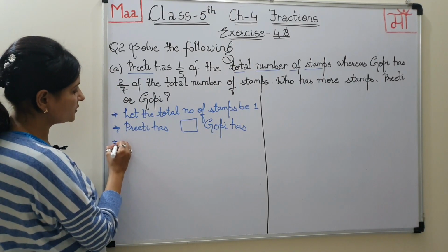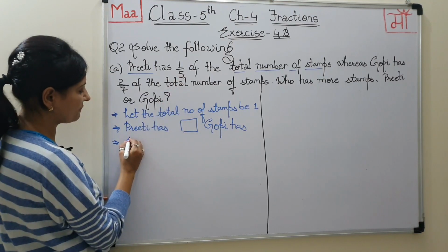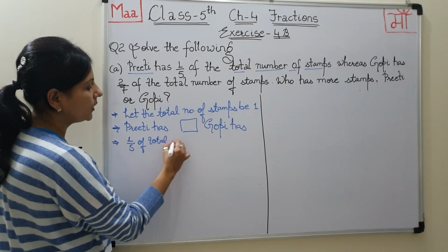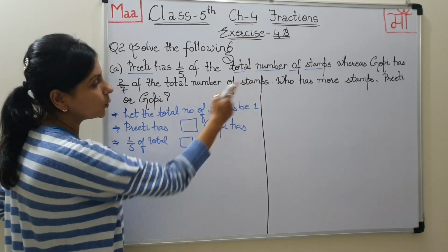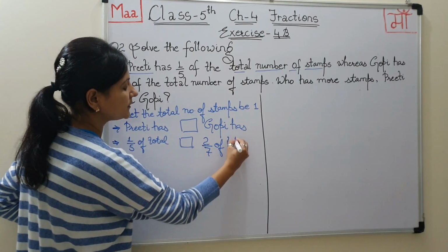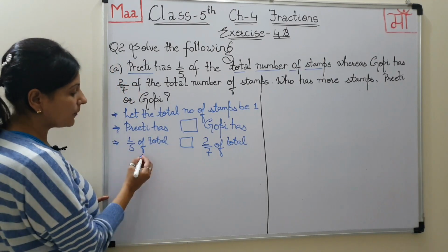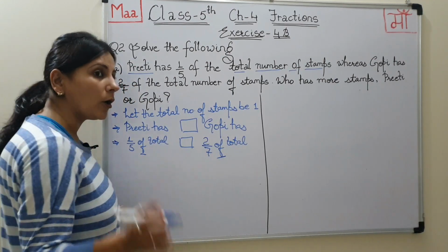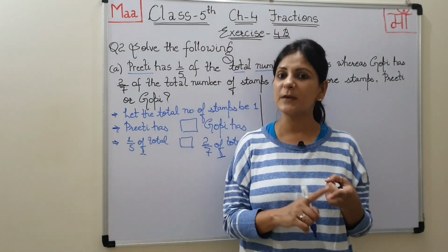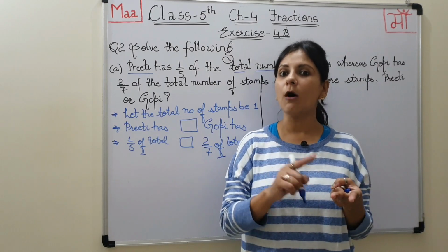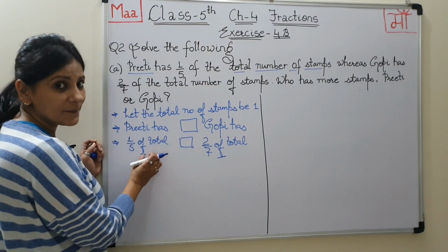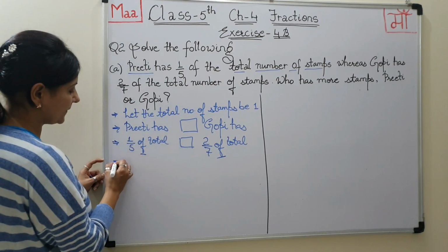अब देखिए इंफॉर्मेशन क्या गिवन थी, प्रीति हैज़ 1/5, तो यहाँ पे लिखेंगे आप 1/5 ऑफ टोटल, ठीक है. और दूसरी तरफ गोपी हैज़ 2/7 ऑफ टोटल. प्रीति और गोपी का हमने पहले मेंशन कर दिया. अब ऑफ का मतलब, जब मैंने आपको बॉडमास सिखाया था, तो वहाँ पर B मीन्स ब्रैकेट, O मीन्स ऑफ एंड ऑफ मीन्स मल्टीप्लिकेशन. सो यहाँ पर इस ऑफ को हम नेक्स्ट स्टेप में मल्टीप्लिकेशन मेंशन करेंगे.